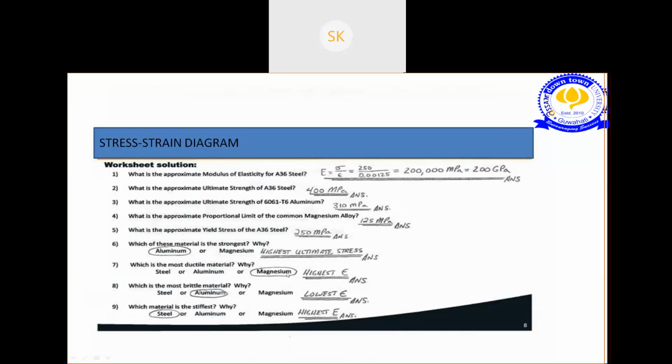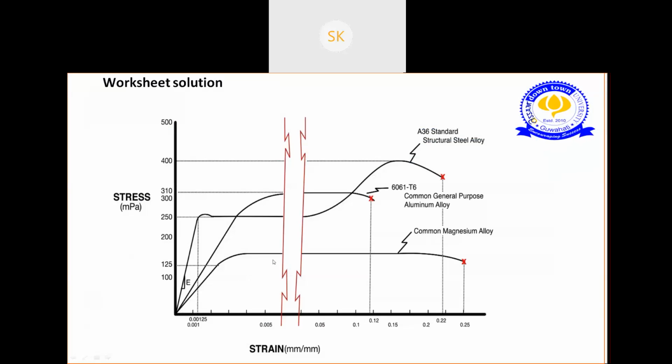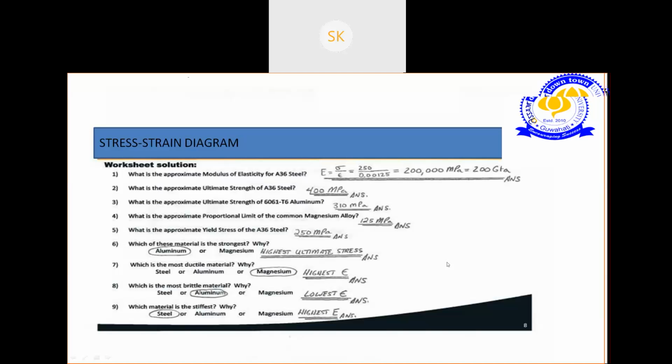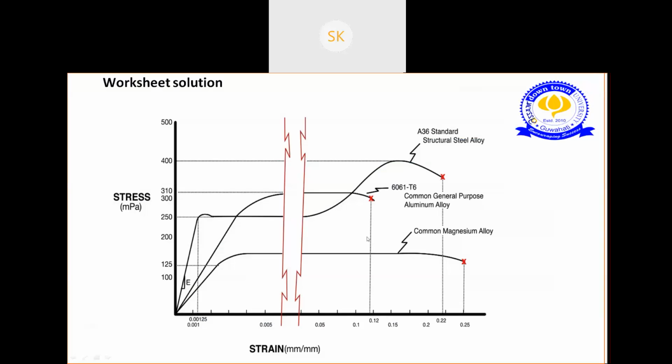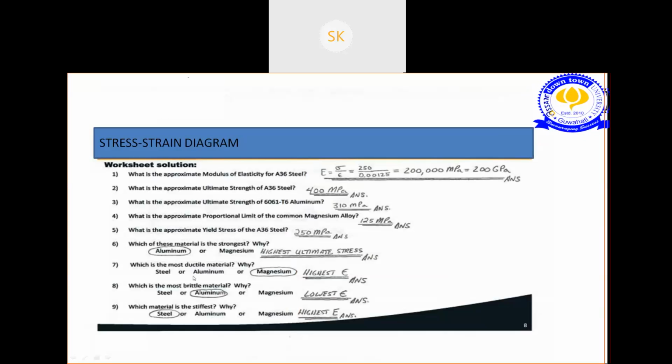Ductile will be magnesium, because see, magnesium has a longer area, a longer curve, right? From comparison of this and this area, magnesium has a longer area, so magnesium will be more ductile. Then they have asked you most brittle. Aluminium has the shortest curve, so it will be most brittle.